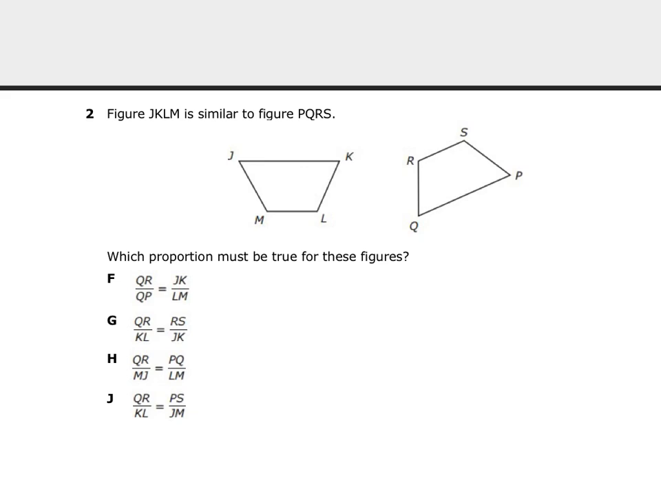Question number 2. Which proportion must be true for these figures? For this one, I would have looked at the relationships and used color or markings. So we have JK would go with PQ. So I'm going to find JK and PQ. And then KL goes with QR. Then I have LM goes with RS, which leaves my last sides to be JM and SP.